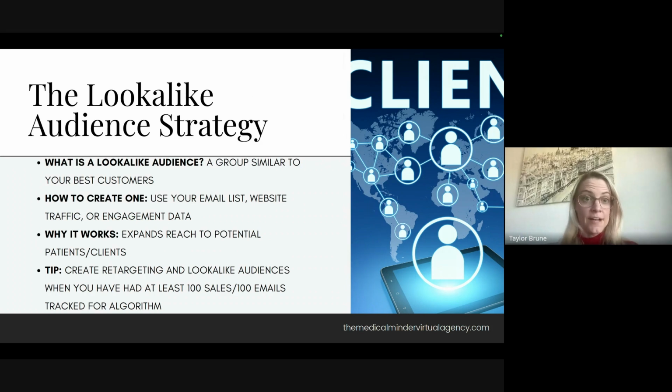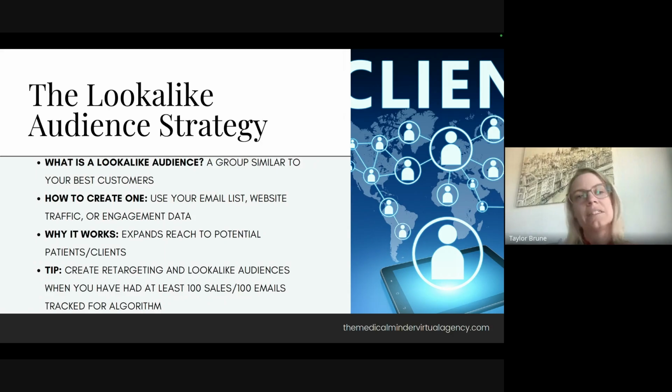Okay, so the lookalike audience strategy. This is similar, just a step farther once you have those leads and you've been running ads for a little bit of time. You can create different lookalike audiences that are similar to your best customers who've bought. It'll give you options like the group similar to the people who have bought the most products. You use your email list, like I just mentioned, your website traffic, a CSV as well, or engagement data from your social media. It expands the reach to potential patients, clients.